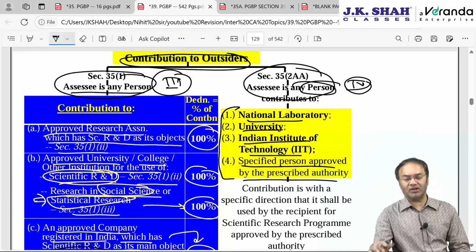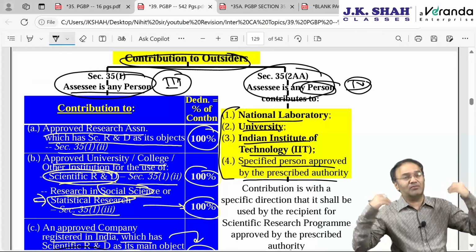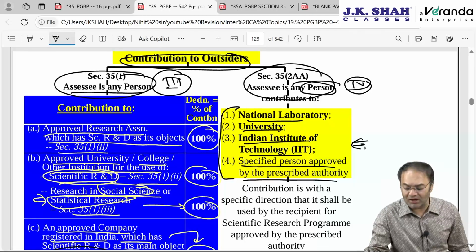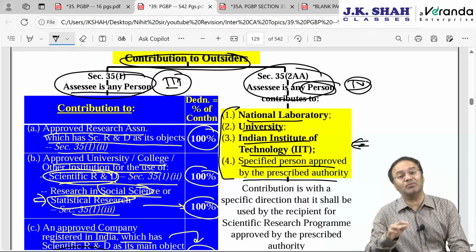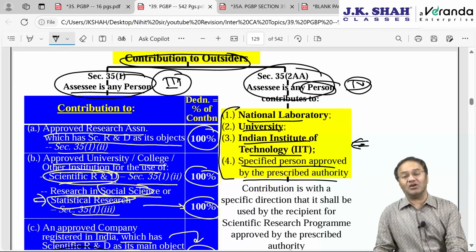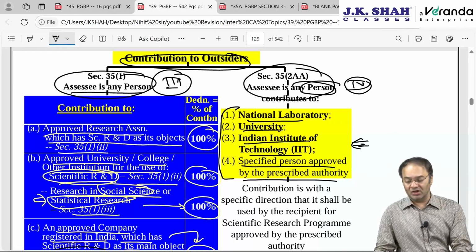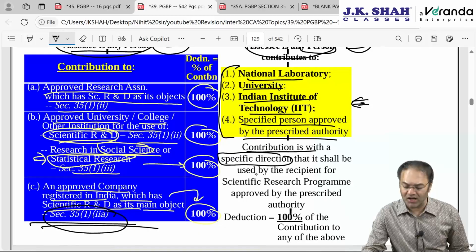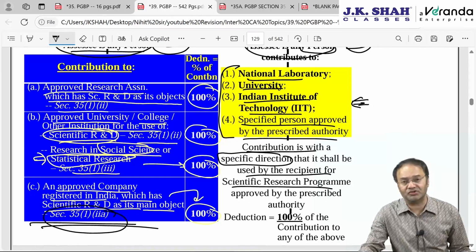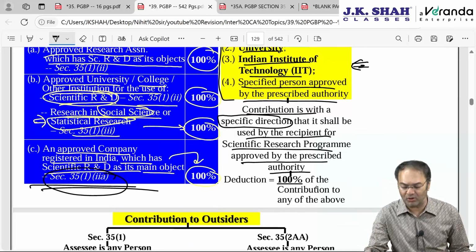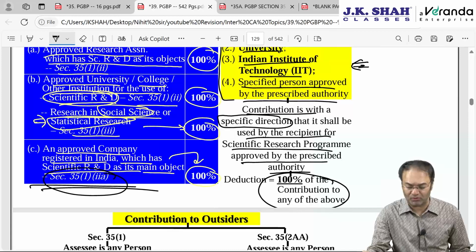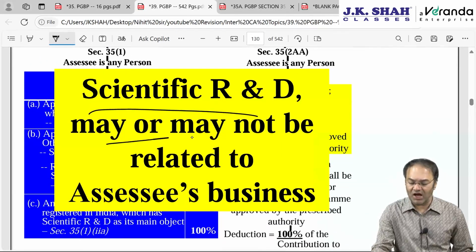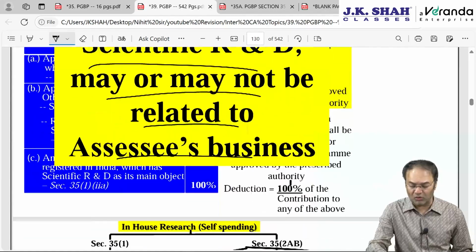So here it's quite possible that I am into profession, I am contributing to IIT, I want them to do some R&D. R&D may not be related to my business at all or my profession at all. Then also I will get deduction. Okay, provided contribution is with a specific direction that it shall be used by the recipient for scientific program approved by prescribed authority, deduction will be 100% of the contribution. Okay. Here in category 3 and 4, scientific R&D may or may not be related to assessee's business.